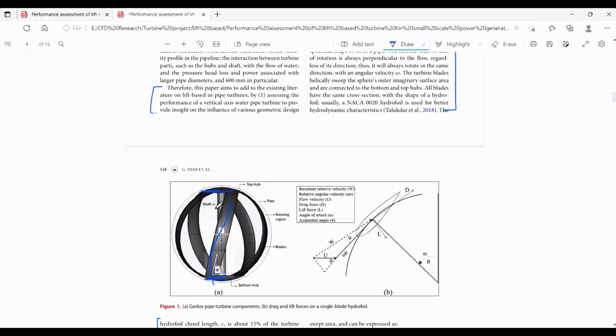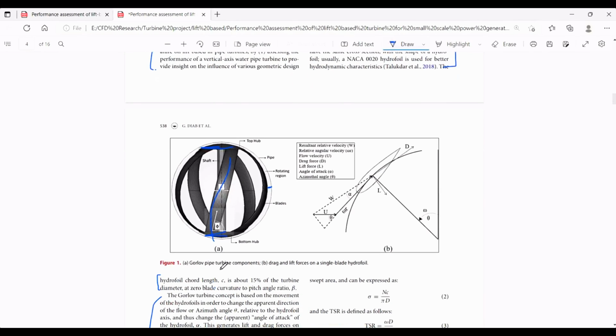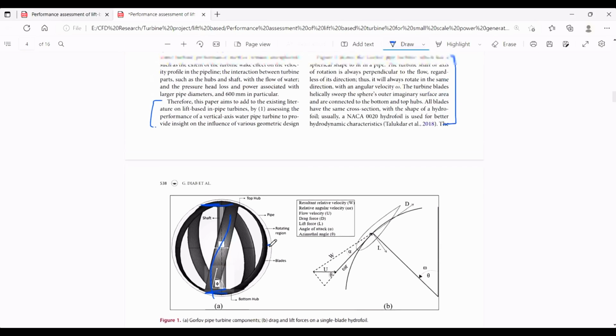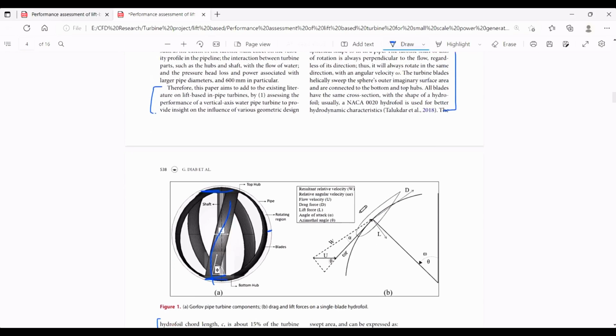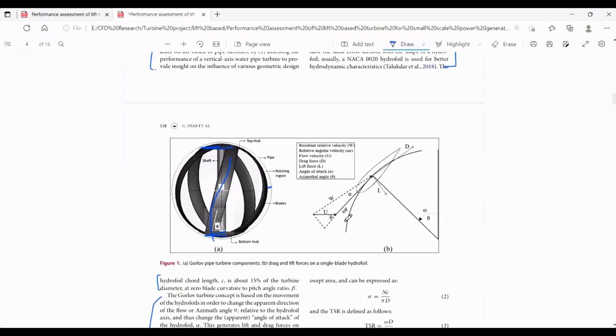This is the front view. We are looking inside the pipe. So a clearance is left between the blades and the pipe, and generally 3 to 5 blades are there in this turbine. And the cross section of this turbine is shown here, and we can see it is a hydrofoil, particularly the NACA 0020 hydrofoil. And through the literature review, the author found that this hydrofoil is very efficient in improving the performance of this turbine. And the chord length of the hydrofoil that the author selected for this study was about 15% of the turbine's diameter.